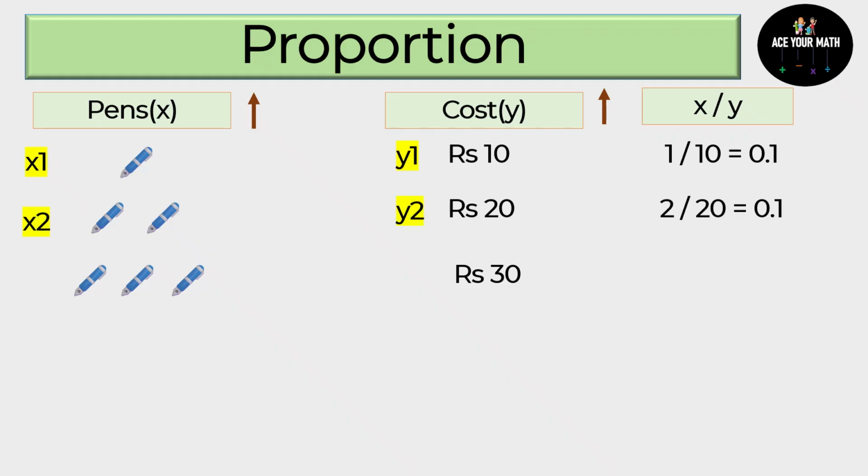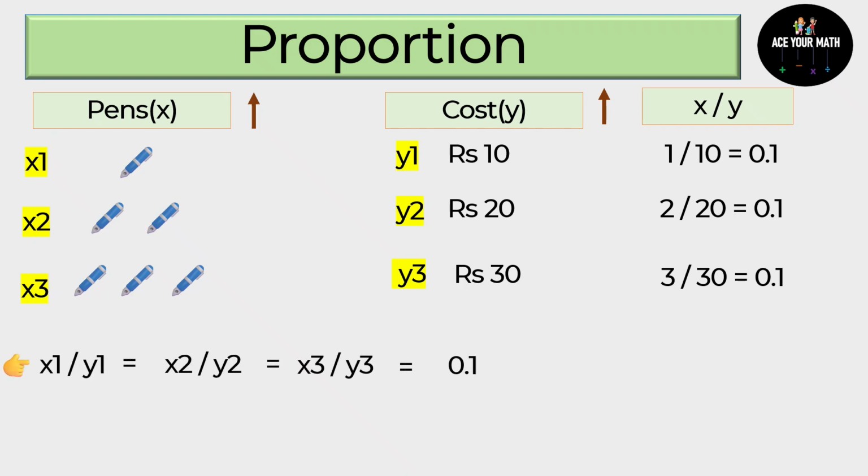Now take the second case. This time you will divide x2 by y2, means you will divide 2 by 20, and when you divide 2 by 20, you get 0.1. Now try the third one, x3 by y3. It means this time you are dividing 3 by 30, and again you get the same answer, that is 0.1. It means whenever you are calculating x1 upon y1 or x2 upon y2 or x3 upon y3, you are always getting the same value. So in generalized form, you can write that x upon y is equal to k.